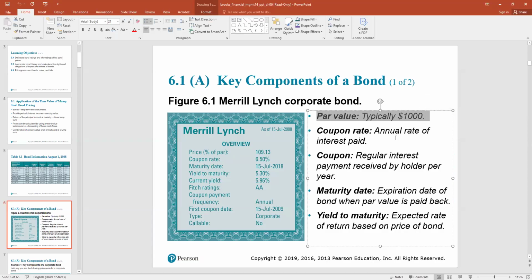Coupon rate is the annual rate of interest that will be paid semi-annually or annually during the loan's life. And the coupon is the regular interest payment. Maturity date basically shows the expiration date of the bond, when the par value is paid back fully with the interest. And the YTM, yield to maturity, is basically the expected rate of return based on the bond price. You use the YTM to estimate the real value of the bond, whether a certain bond is overvalued or undervalued.